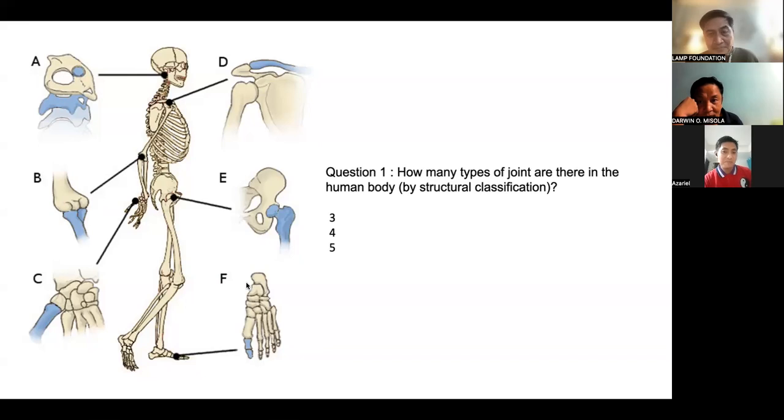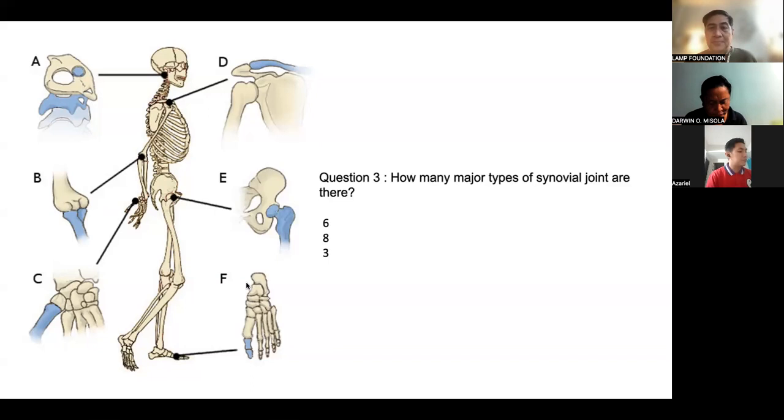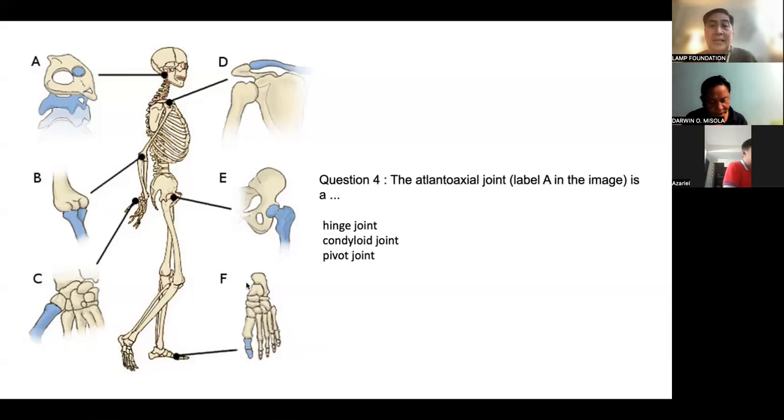4 or 5? 5 po. 4. Ay, 4. Di mo ni-research. 4. Which type of joints are freely movable? The synovial joint po. How many major types of synovial joint are there? 3 po. No. 8 or 6? 6 po, Doc. 6. The atlantoaxial joint, which is label A, is what type of joint?